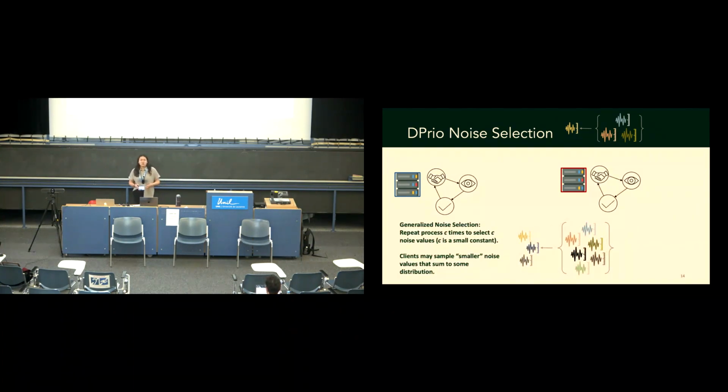And this noise selection protocol can be generalized. They can rerun this protocol C times for some small constant C to select multiple different noise values. And clients can sample smaller noise values that might sum to some other distribution.